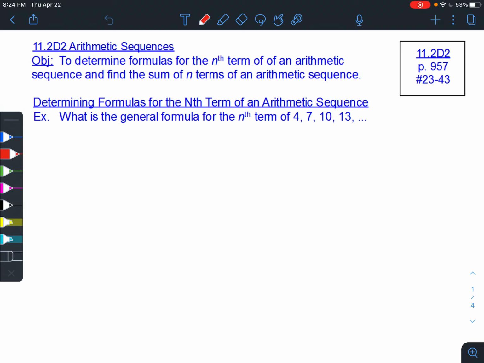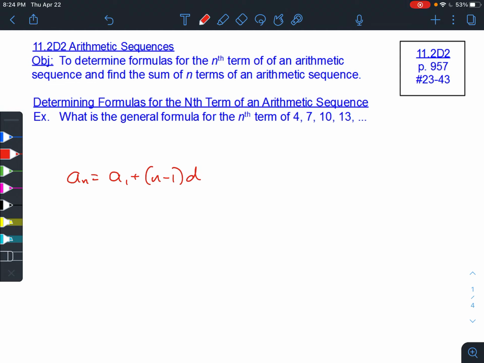but here we go. Okay, what is the general formula for the nth term of 4, 7, 10, 13, etc.? Well, we already know our nth term formula, and that's a sub n equals a sub 1 plus n minus 1 times d. So to figure out the nth term, we need to know the first term. We need to know d as well.